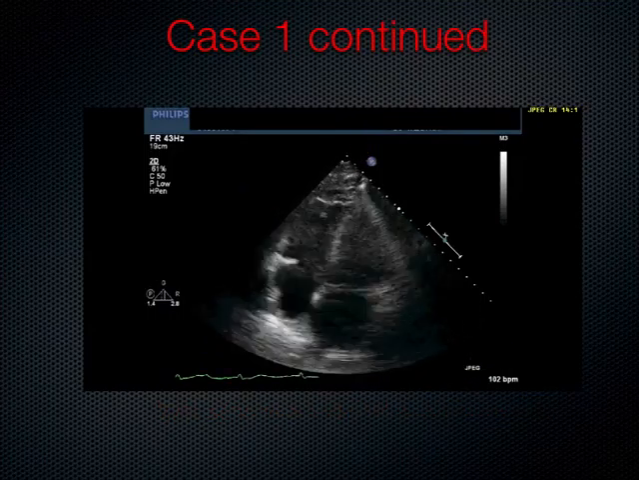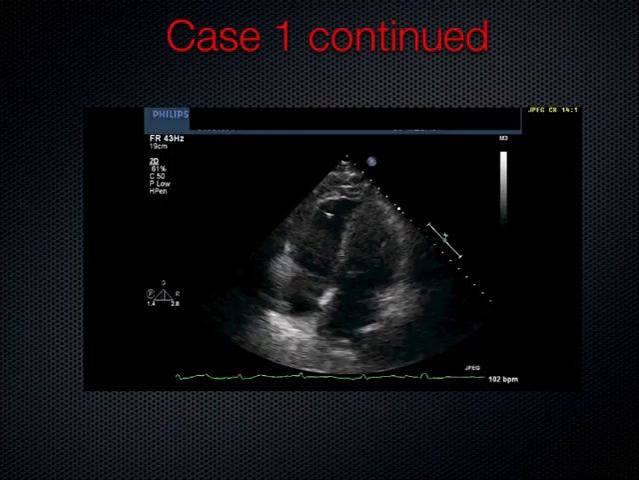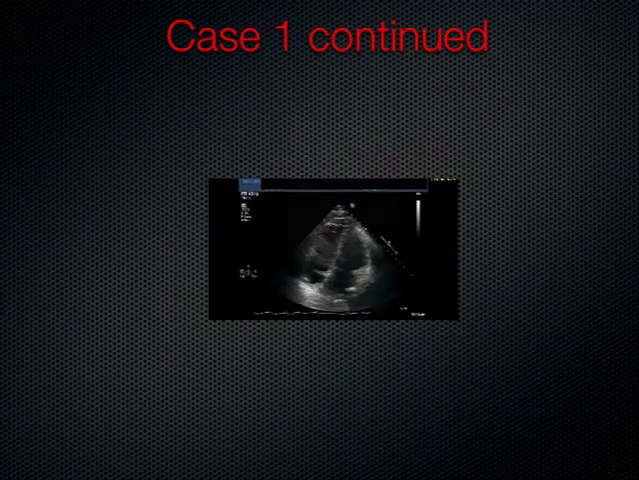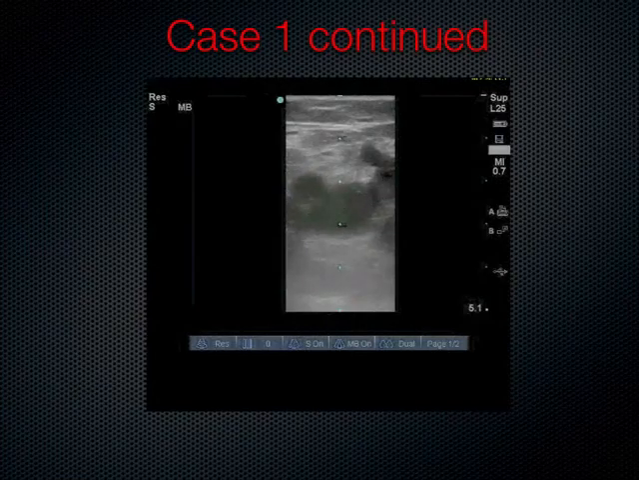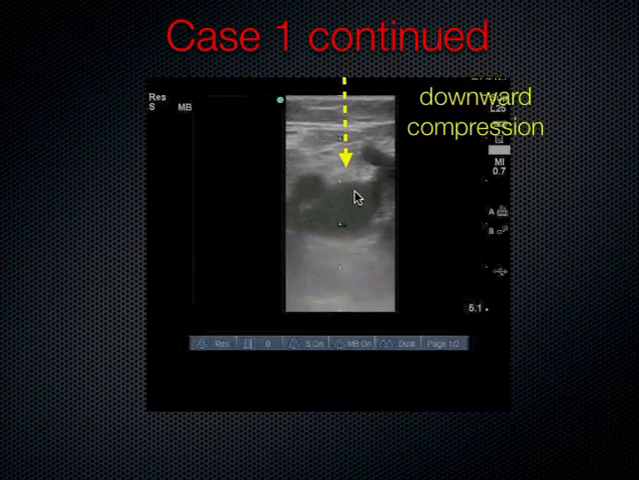Now, if you move on with this case, we do another study on this patient. We look down at their lower extremity vasculature, and this is the femoral artery. This is the common femoral vein here. As we compress, we use downward compression to try to compress the femoral vein walls together. Nothing happens. In fact, the femoral vein doesn't even budge. And this tells us the patient's got a deep vein thrombosis, and that goes along with the diagnosis of pulmonary embolism.